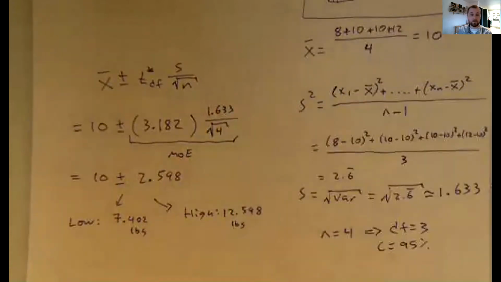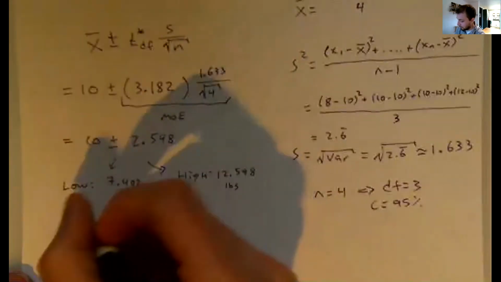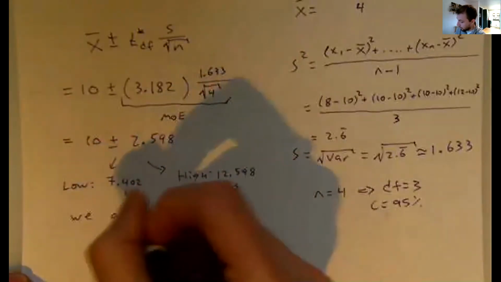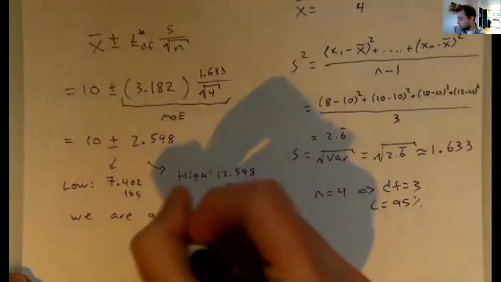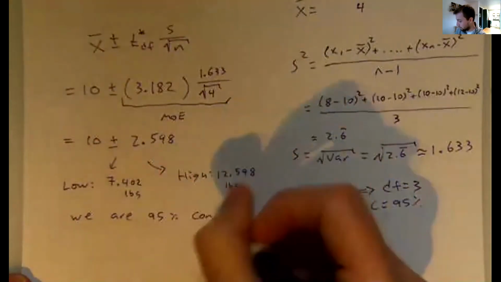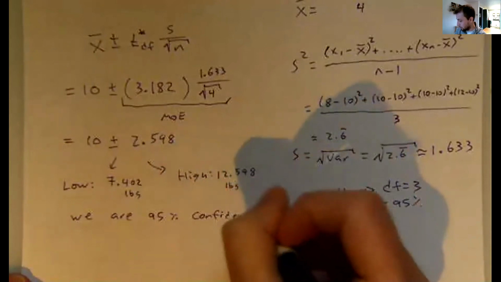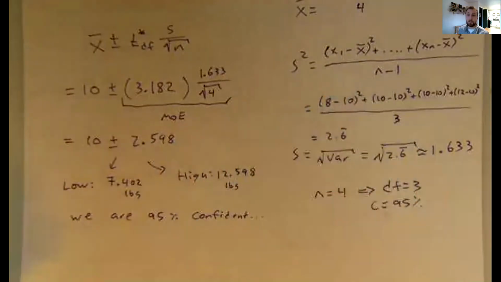As with any interval, when I do this, I should end this with a sentence. So my interval in this case would look like: we are, and I'm saying we because we got to do this together, 95% confident that the true average weight of cats is somewhere between 7.402 pounds all the way up to 12.598 pounds.